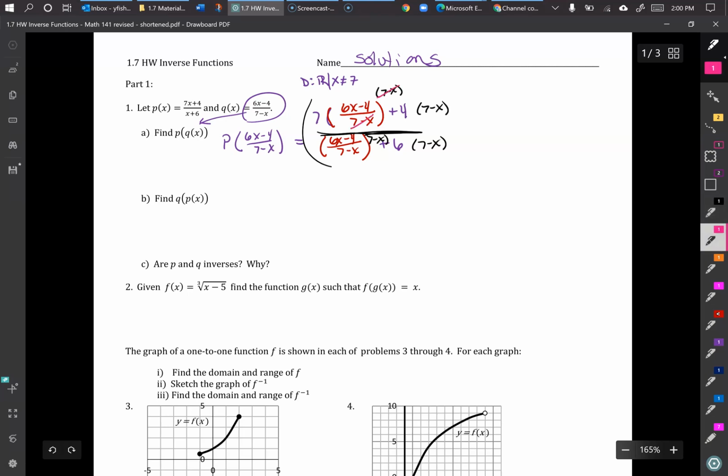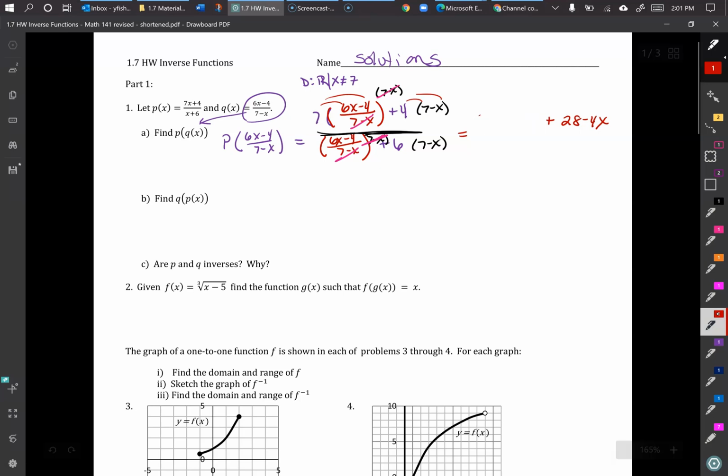And then I can reduce, and I would be left with the 7 here times (6x - 4) plus 4 times quantity (7 - x). So don't forget to distribute. So that's going to become a 28 minus 4x. I actually can just go ahead and distribute this 7 here while I'm at it, so I would have 42x minus 28. Now see, if I've distributed right, I should have some things that cancel out. Then on the denominator, I just have 6x minus 4, I have no multiplier there, and then plus this 6 times quantity (7 - x), so I'm going to go ahead and multiply that. It'll be 42 minus 6x.